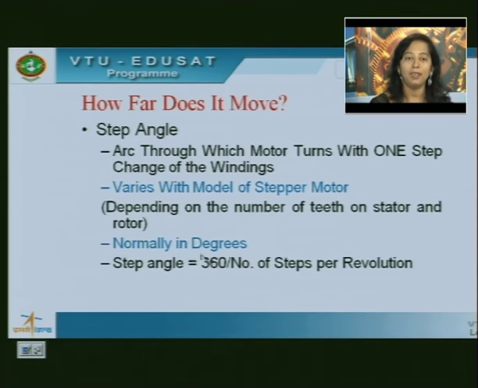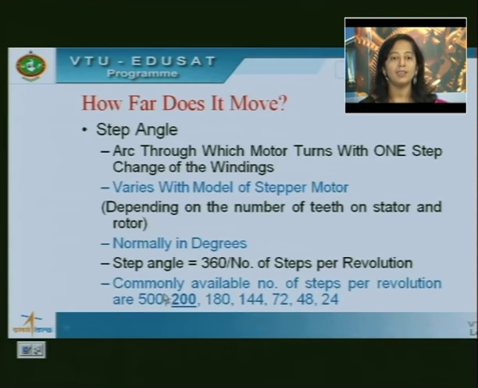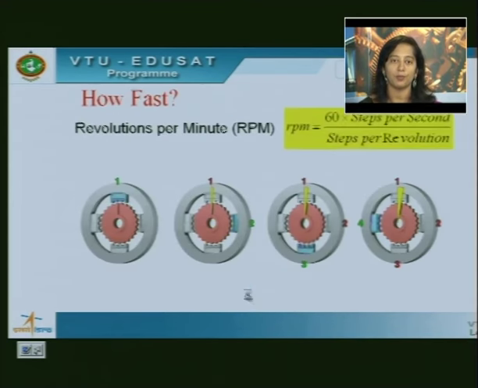This step angle can be defined as 360 degrees, the total needed for one revolution, divided by the number of steps per revolution. So, if I have 200 steps, I will get 360 by 200, which gives me 1.8 degrees as the step angle. Is that clear? And if I have 100 steps, then I will get 360 by 100, which gives me 3.6 degrees as one step angle, or one step which the rotor moves. So, the common step sizes are 500, 200, 180, 144, 72, 48, 24.